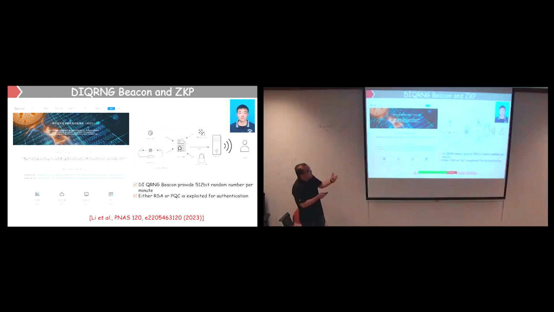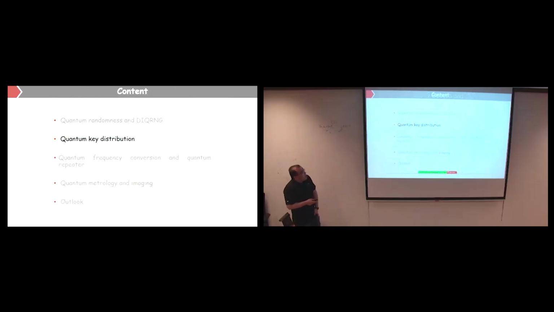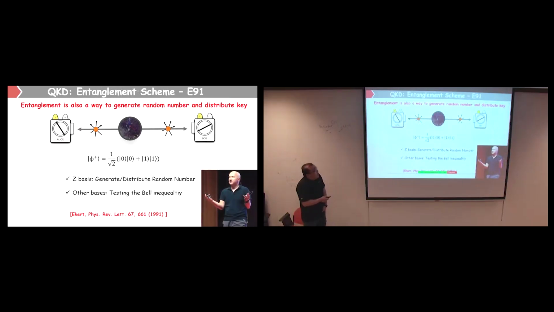It seems that there are already some beacons, and this one is a quantum beacon. The second one is quantum key distribution. Here you can generate a random number. But think about Alice in the US and Bob in China. If you distribute entanglement from a satellite, for example, you can distribute the randomness, and this randomness can be used as the key. This is called quantum key distribution. And you test the Bell inequality to verify its security. This is the basic idea of QKD.